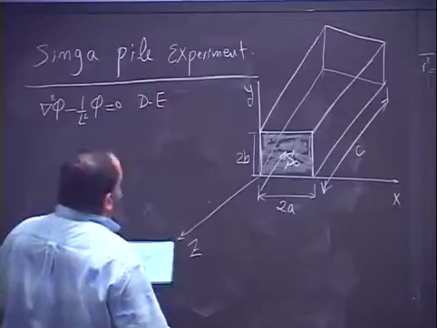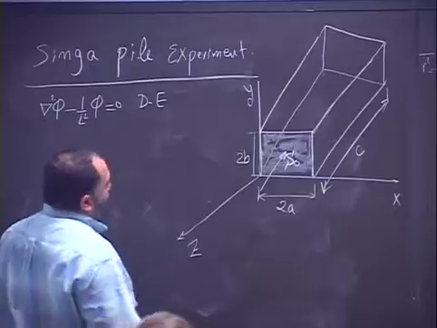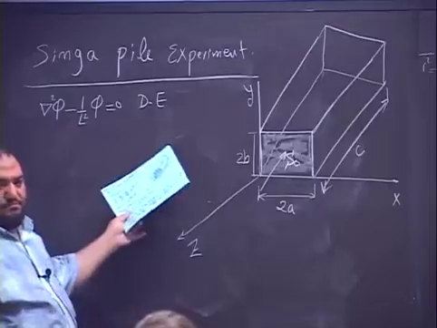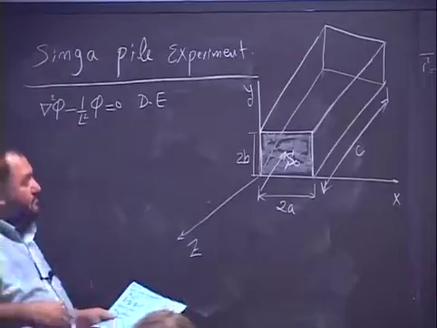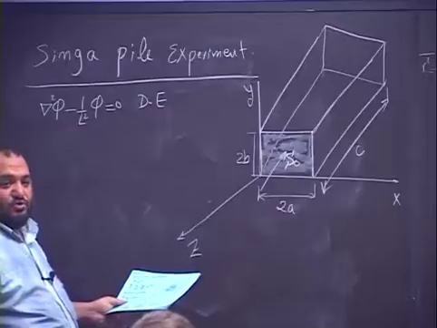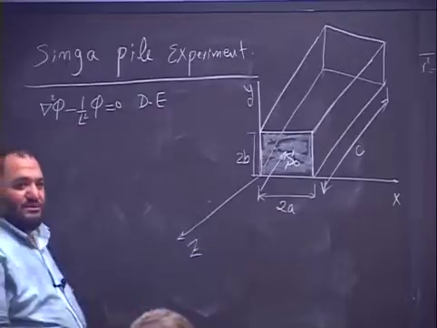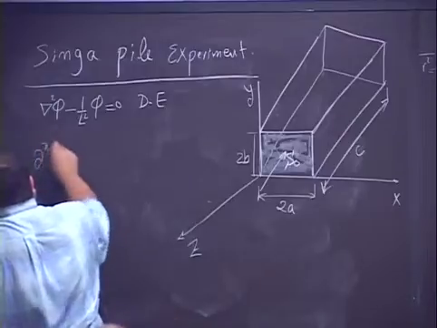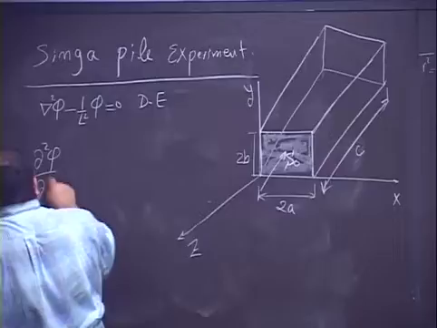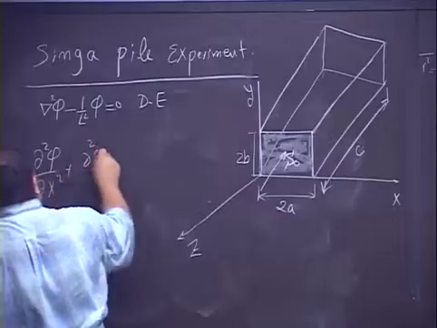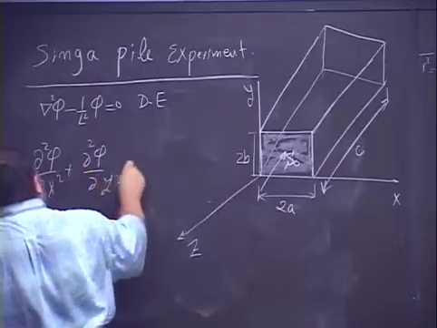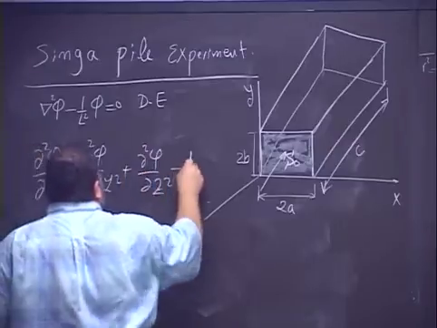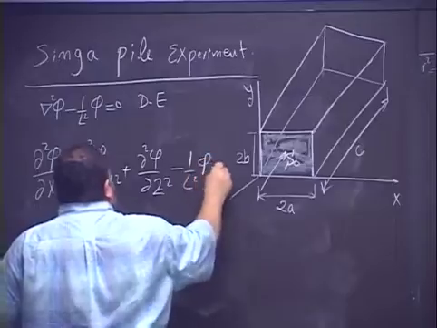In order to solve this diffusion equation, now we don't have an infinite medium. We have a neutron distribution in 3 dimensions, X, Y, and Z. So we should expect that we will solve this equation in 3 dimensions. So this will be d2 phi by dx square plus d2 phi by dy square plus d2 phi by dz square minus 1 over L square phi equal to 0.